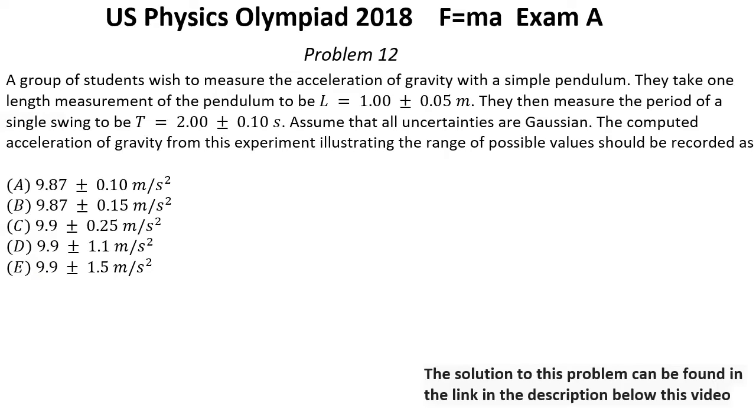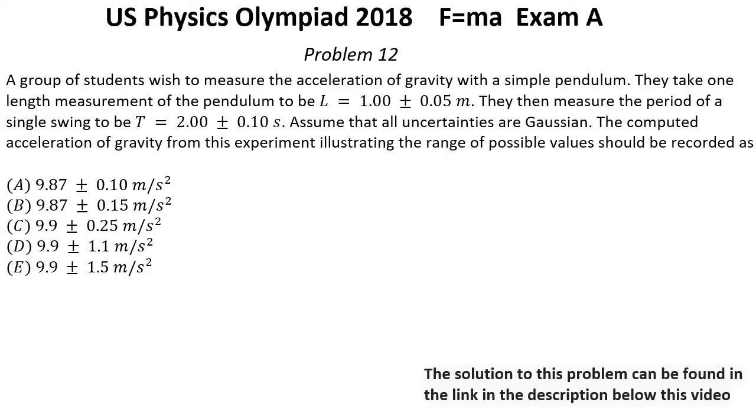Problem number 12. A group of students wish to measure the acceleration of gravity with a simple pendulum. They take one length measurement of the pendulum to be L equal 1 meter plus or minus 0.01 meters. They then measure the period of a single swing to be T equal 2.00 plus or minus 0.10 seconds. Assume that all uncertainties are Gaussian.